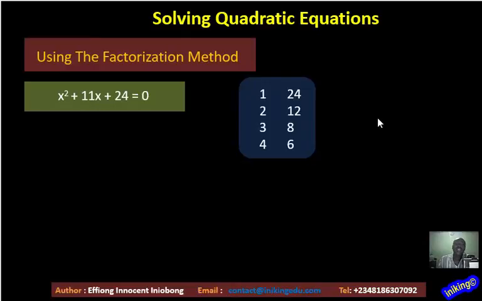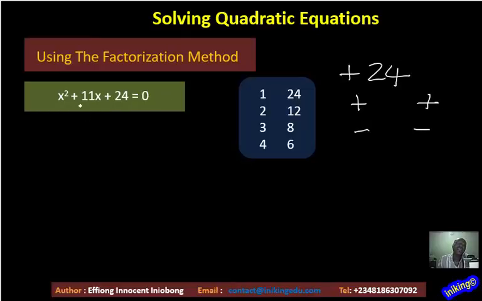Next, we need to assign whether positive or negative signs to these ones. Do I assign positive, positive, or negative, negative, or positive and negative? We look at the sign here, plus 24. The two factors that will multiply to give us plus 24 will either both be positive, because plus times plus will give us a positive sign, or they are both negative. At this junction, we are confused. Which should we choose? Should I use positive and positive, or do I use negative and negative?